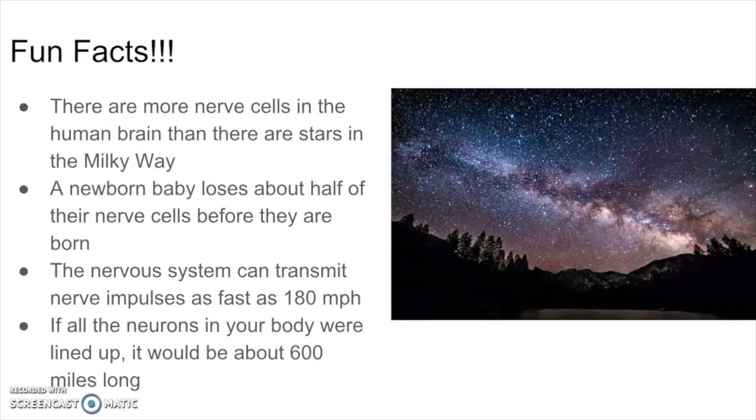Fun facts about the nervous system. There are more nerve cells in the human brain than there are stars in the Milky Way galaxy. A newborn baby loses about half of their nerve cells before they are even born. The nervous system can transmit nerve impulses as fast as 180 miles per hour. If all of the neurons in your body were lined up, it would be about 600 miles long.